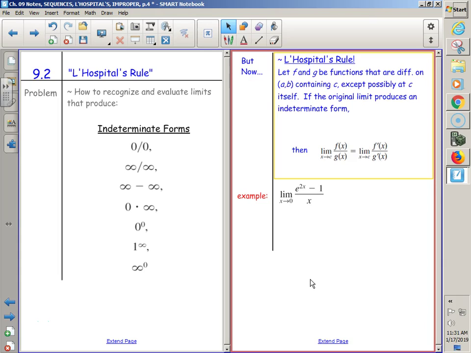But what I'm more concerned about is when I went to the AP workshop, they said they took off a lot of kids' points because they didn't show the following on their L'Hopital's part of an FRQ. Ready? We're changing our L'Hopital's rule.